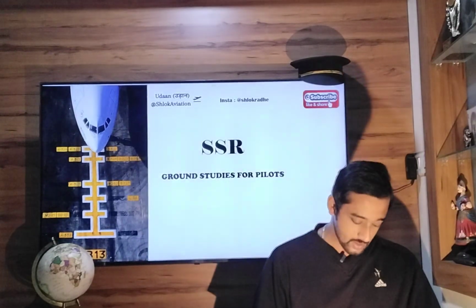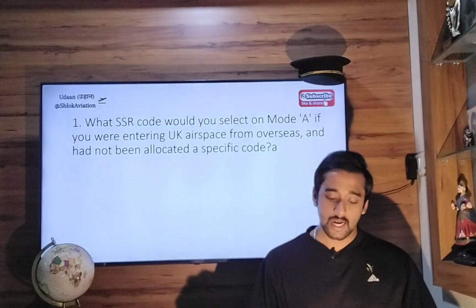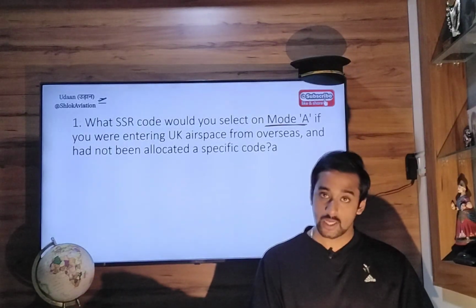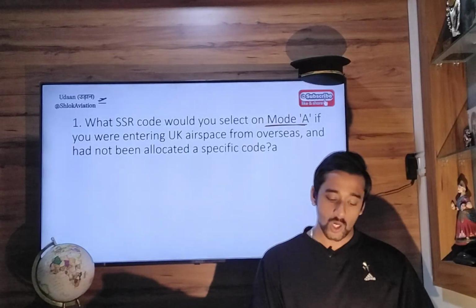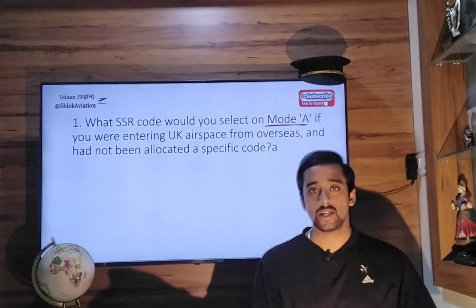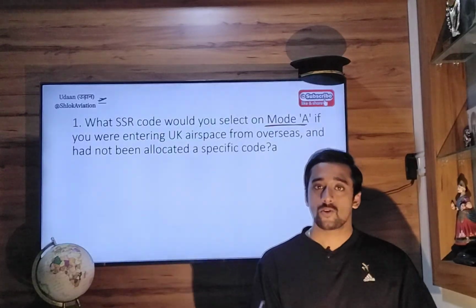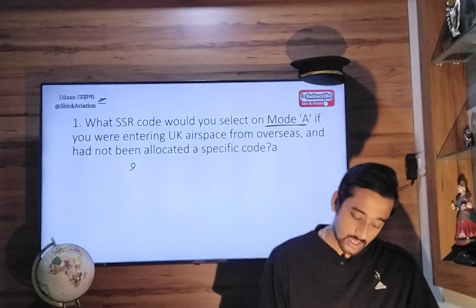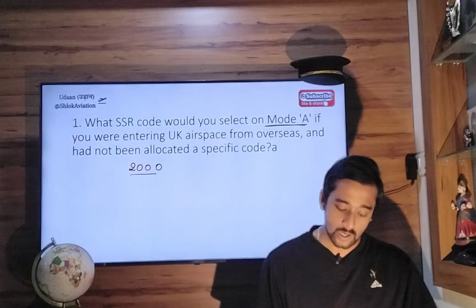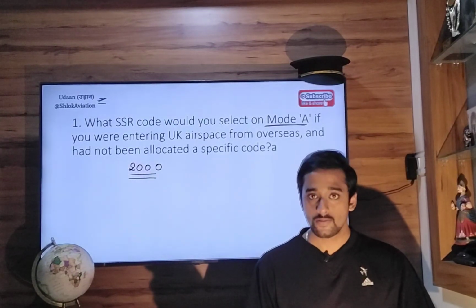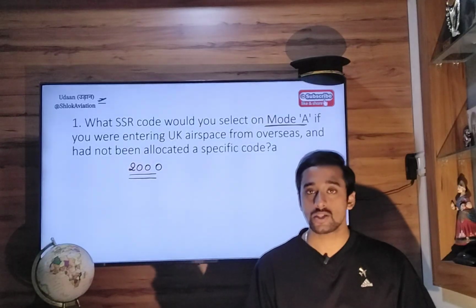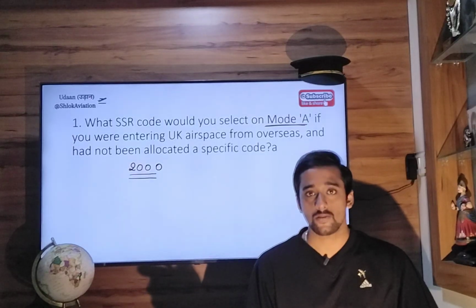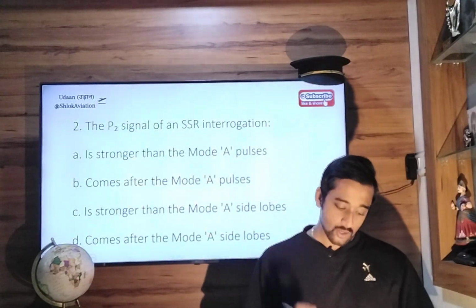So let's start. What SSR code would you select on mode A? If you were entering UK airspace from overseas and had not been allocated a specific code. We have done this many times. If you are entering UK airspace from any outside airspace where no transponder code was given to you, you are going to set 2000 in your transponder. This will give an idea to the air traffic controller that this particular aircraft is not with any transponder code. So 2000.